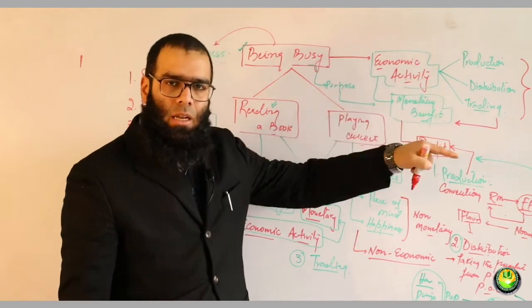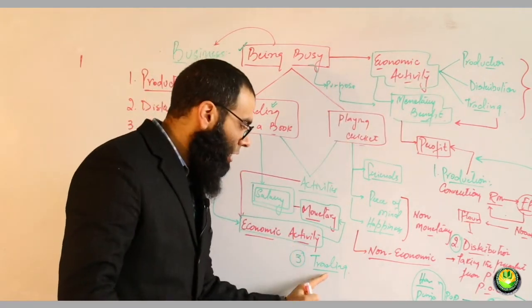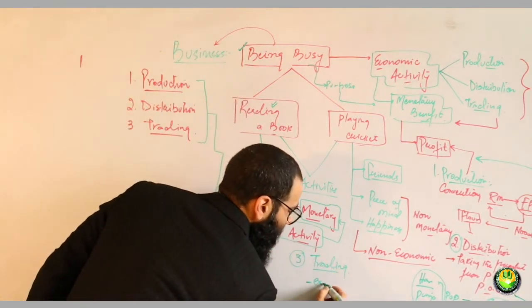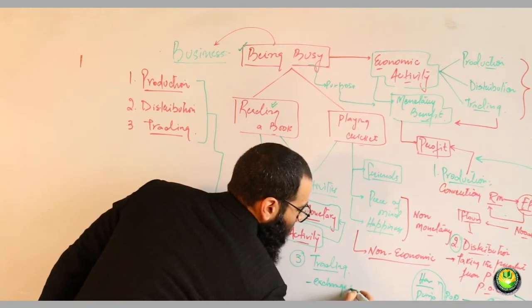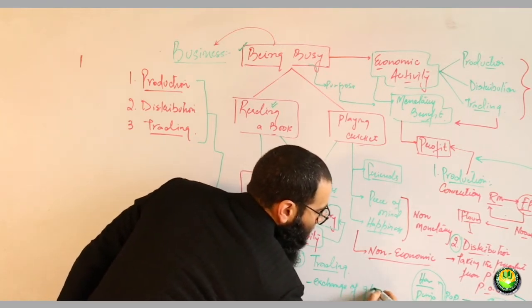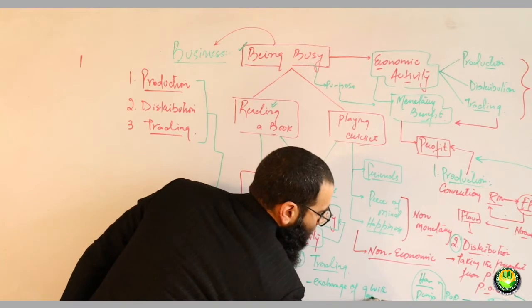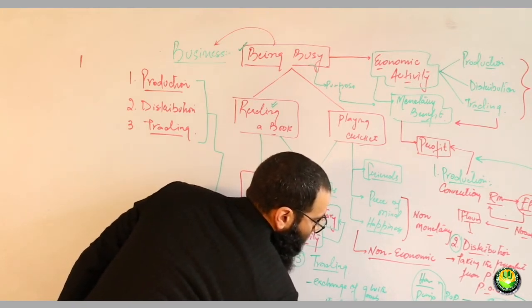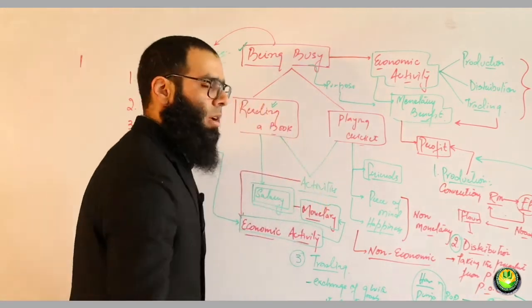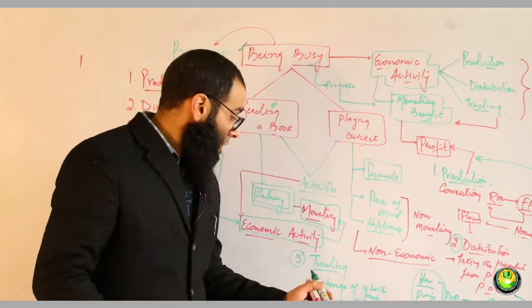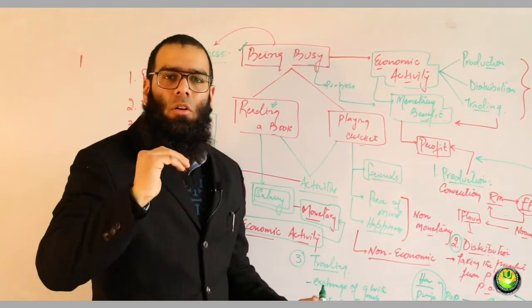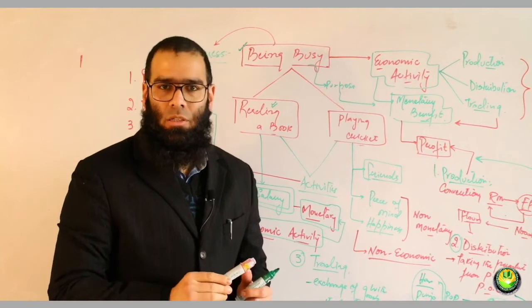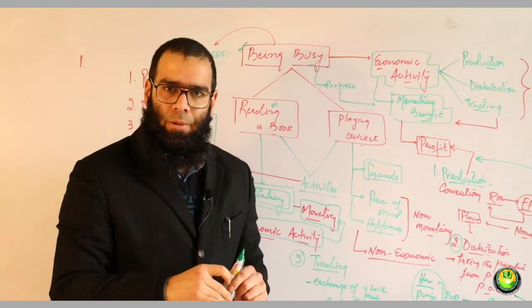Production is an activity, distribution is an activity. Now trading also is an activity of exchange of goods with the customers. Simple as that. So trading is the activity of exchanging the goods with the customers, with the consumers, so that they will consume it.